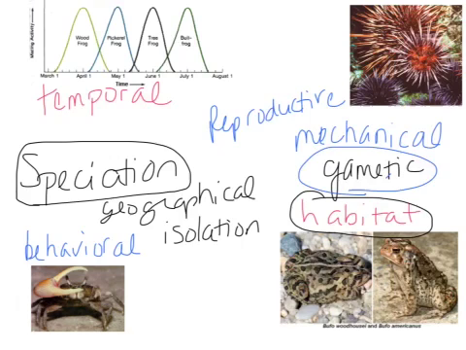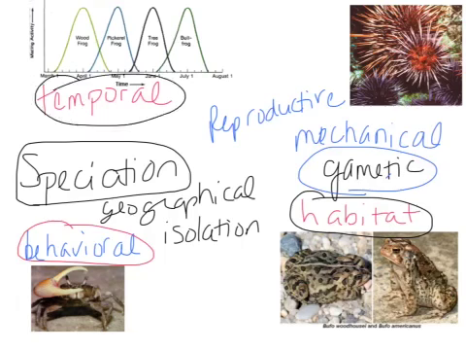You also can have behavioral isolation. With behavioral isolation, they may be looking for their mate to do a certain song or perform a certain dance, and until that happens, they won't mate. So other organisms that don't know what that behavior is would not be able to mate with them. And then last, we can have what's called temporal isolation.